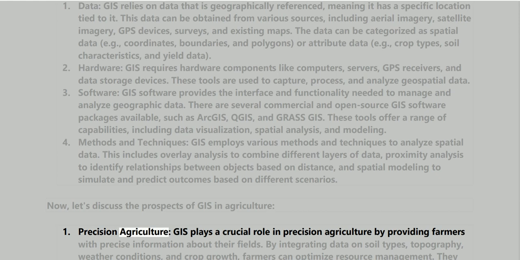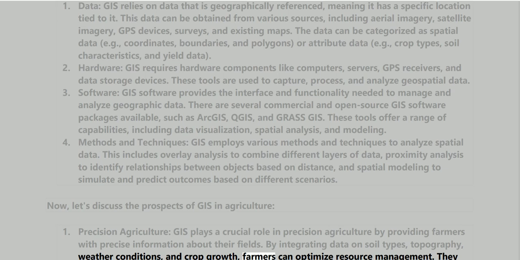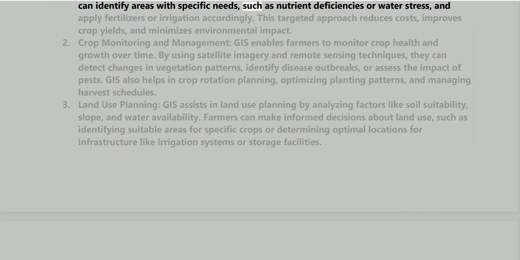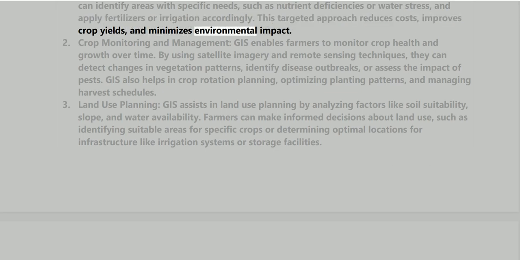1. Precision agriculture. GIS plays a crucial role in precision agriculture by providing farmers with precise information about their fields. By integrating data on soil types, topography, weather conditions, and crop growth, farmers can optimize resource management. They can identify areas with specific needs, such as nutrient deficiencies or water stress, and apply fertilizers or irrigation accordingly. This targeted approach reduces costs, improves crop yields, and minimizes environmental impact.